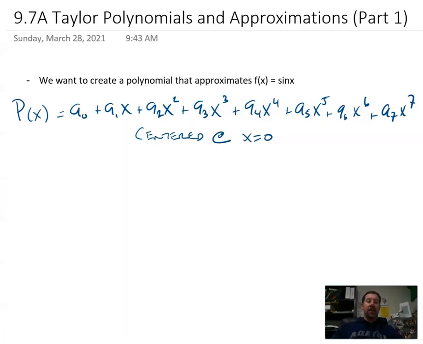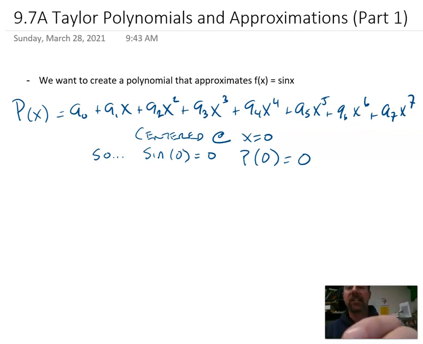Again, in our example here, we're going to try to find a 7th degree polynomial centered at x equals 0 that represents sine of x. So if it's centered at x equals 0, we can start to use some knowledge now, and we know that sine of 0 is equal to 0. So our polynomial at 0 should also equal 0. We're going to want those points to be the same. So if I plug 0 into this polynomial, that's going to kill off those x terms, and so I would know then that a sub 0 is going to have to equal 0. So I've already found the first term of my polynomial.